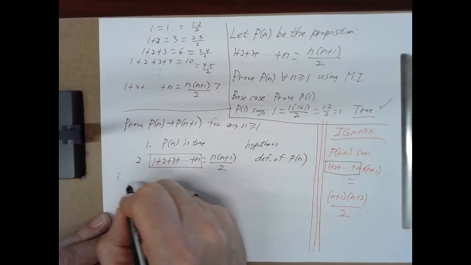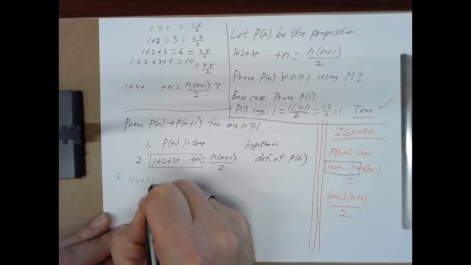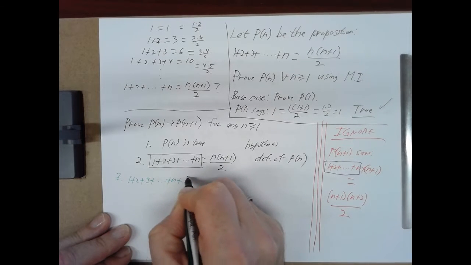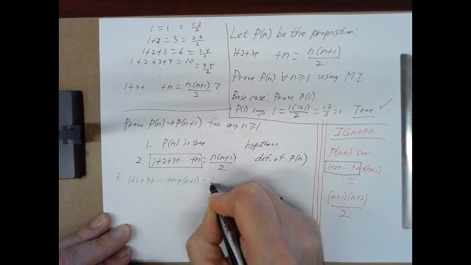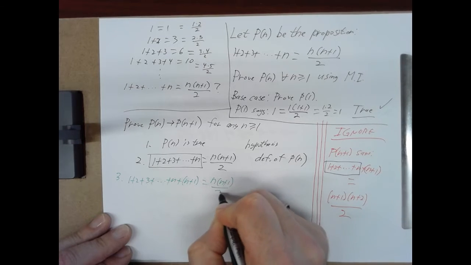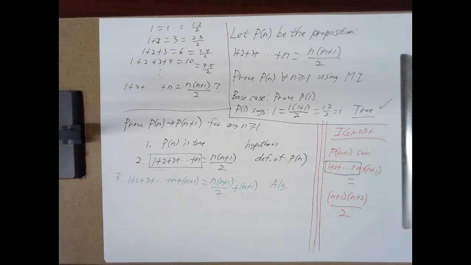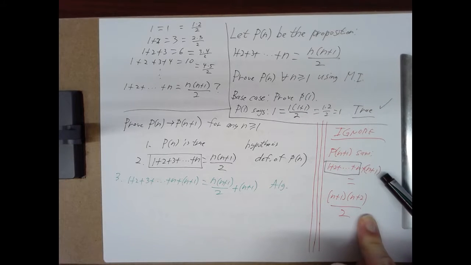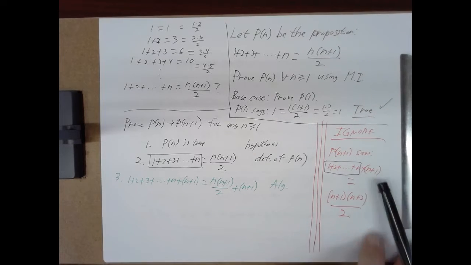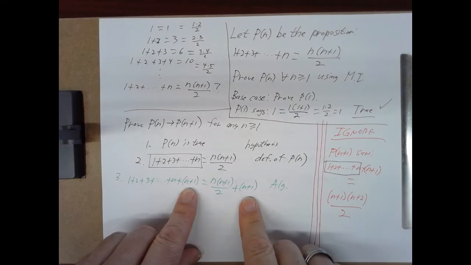So step 3: 1 plus 2 plus 3 plus ... plus n plus n+1 equals n times n plus 1 over 2 plus n plus 1. And that's just good old algebra. I just added n plus 1 to both sides. Nowhere did I use this equality, right? If I use this equality, the proof is invalid because we don't know this is true. But I didn't use this. I looked at it for inspiration, but the only thing I did was add n plus 1 to both sides.